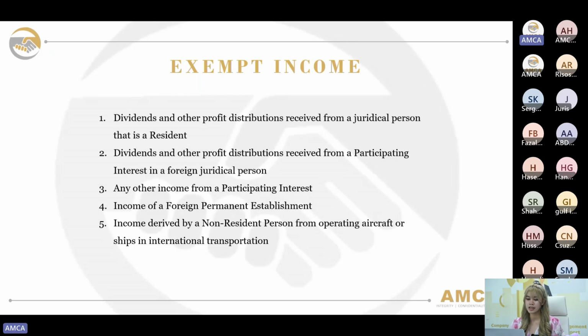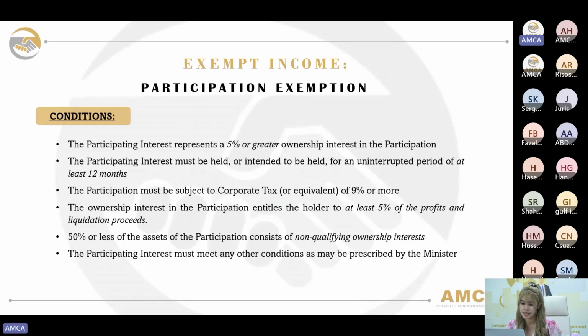And lastly, income derived by a non-resident person from operating aircraft or ships in international transportation that meets certain conditions. This specific exemption is given to ensure that the corporate tax law aligns with international standards for the taxation of international transportation by recognizing the reciprocity principle. So the first one that we will be discussing under the exempt income is the participation exemption.